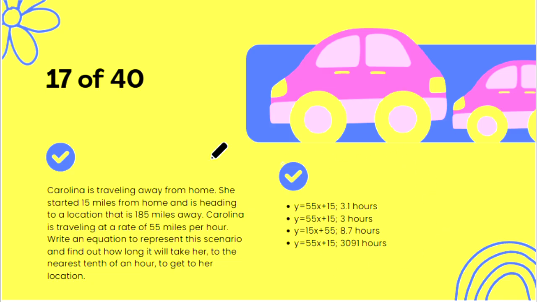So this is a linear problem, obviously. So our formula is going to be y equals mx plus b, where m is the slope and b is the y-intercept, okay?